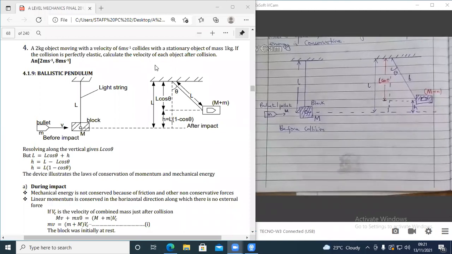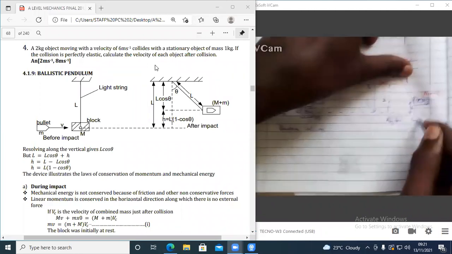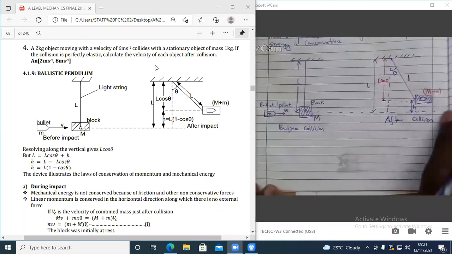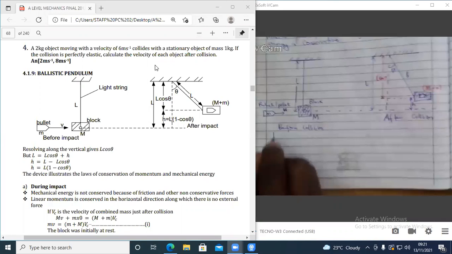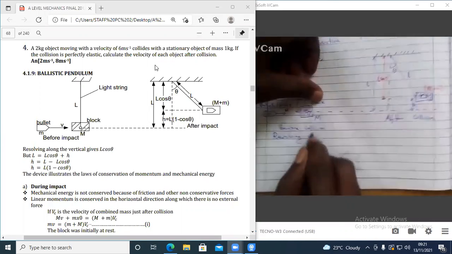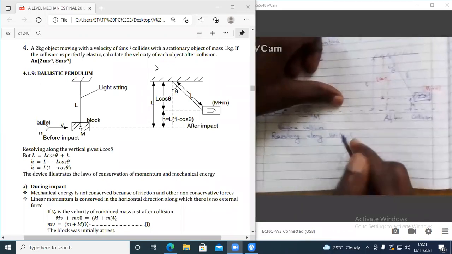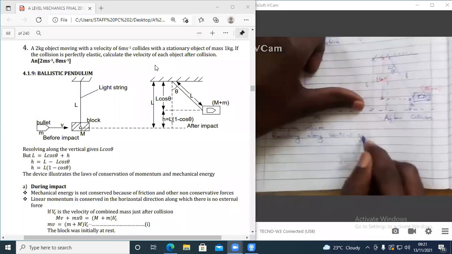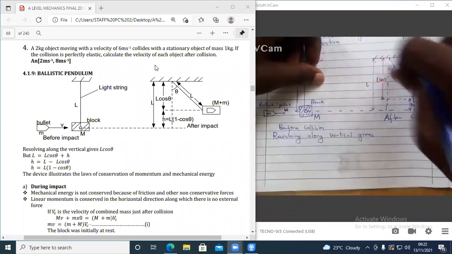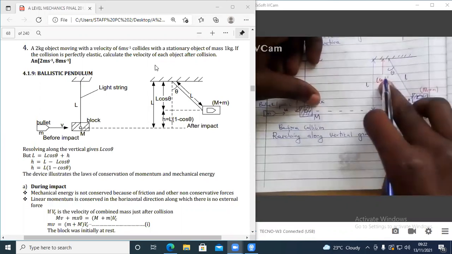So we can say this is after collision. But when you are resolving along the vertical axis, you resolve the component of L along the vertical. You find that we shall have L cos theta, like we have here.